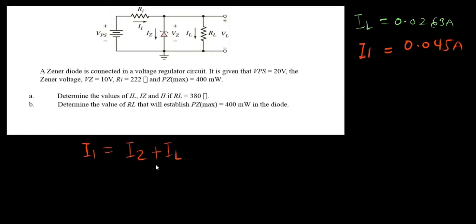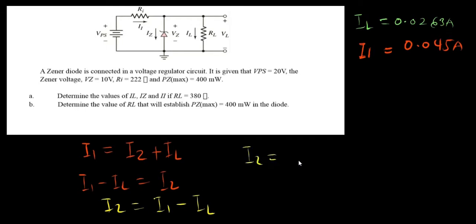So I'm going to take this one to this side, so that will be I input minus the load current, which should be equal to IZ, but I'm going to swap them. So IZ will be equal to I input minus IL, the same thing. Now that we know this, we can find IZ easily.